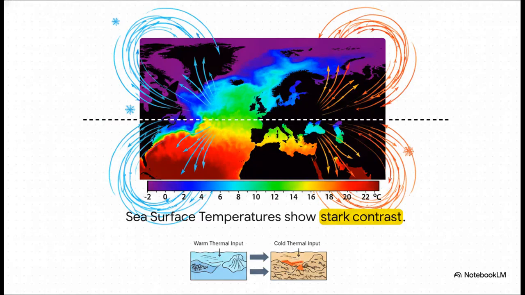When we map out the sea surface temperatures for this latitude, the colors tell the whole story. The incredibly warm waters bathing the UK contrast so sharply with the freezing, icy waters hugging the coast of Canada, all along that exact same 51-degree line. This perfectly proves that thermal inputs into our oceans completely dictate our coastal environments. It totally overrides simple latitude.